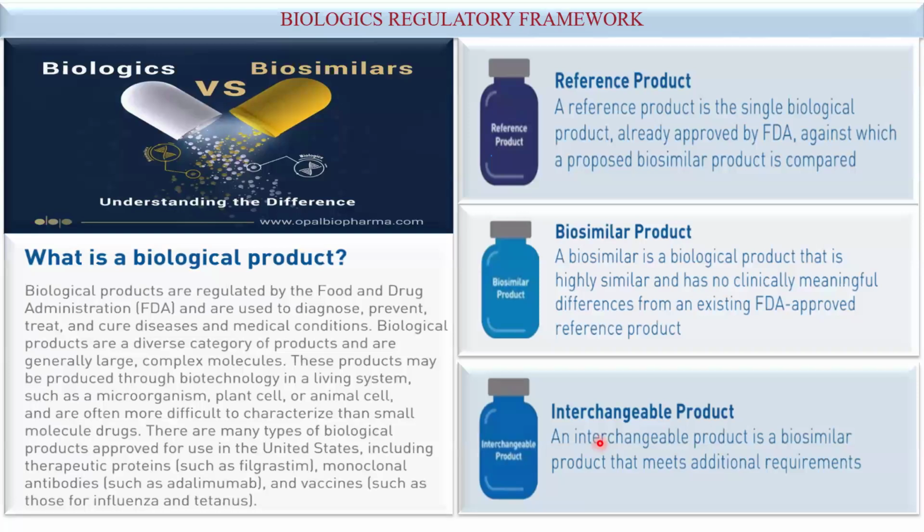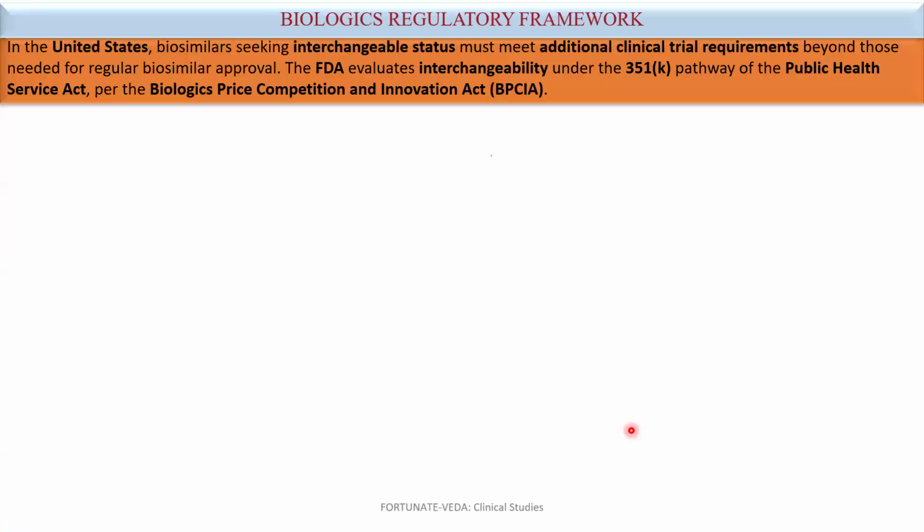There are switching studies that will happen, especially for the interchangeable biosimilars, that will be conducted in the clinical studies. For an interchangeable biosimilar, if you want to claim it, the US FDA, especially in the United States, requires a biosimilar seeking interchangeable status to meet additional clinical trial requirements beyond those needed for regular biosimilar approvals. The FDA evaluates interchangeables under the 351(k) application pathway. For biosimilars it is the same, and for interchangeables it is the same application.